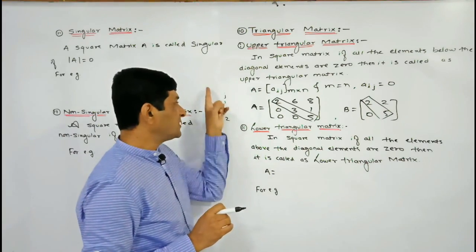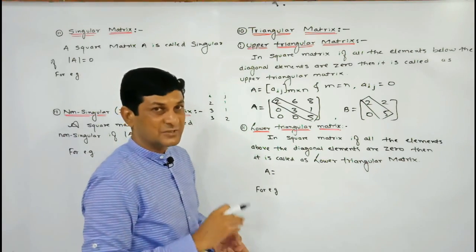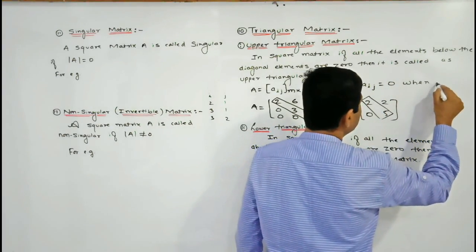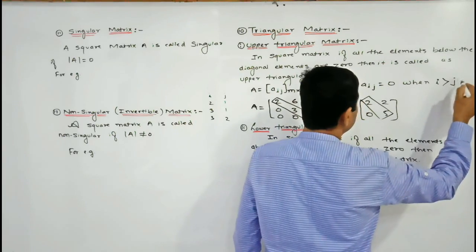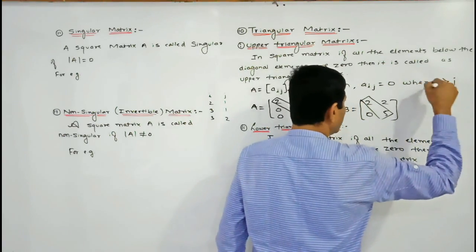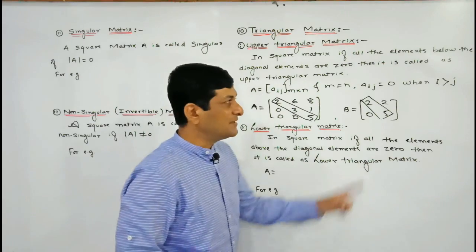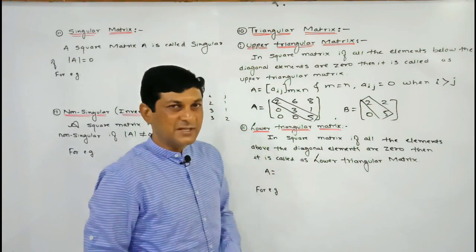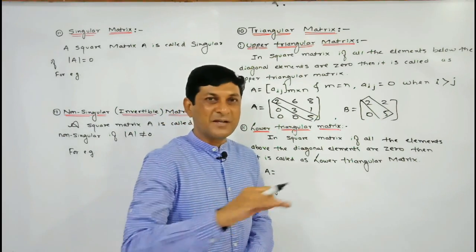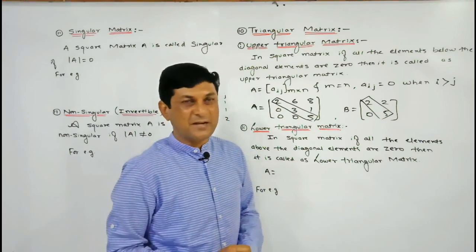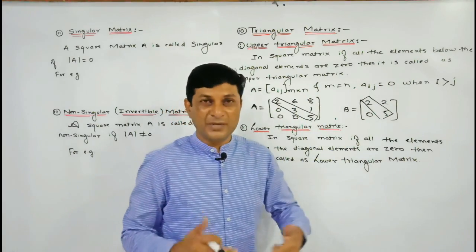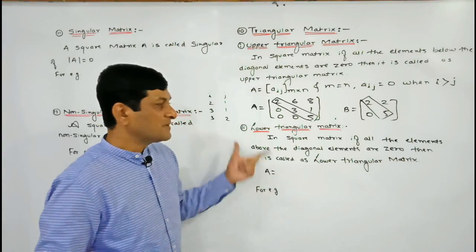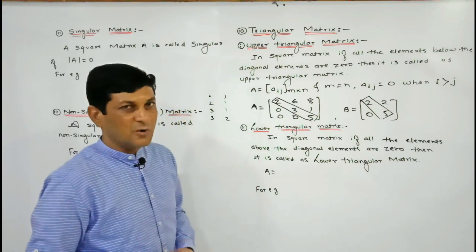Here we can easily observe that the value of i is what? Greater than j, meaning elements are 0 when i is what? Greater than j. Wherever this condition is satisfied, if the value of the element is 0, then definitely these are the elements below the diagonal elements, and we can say that the matrix becomes what? Upper triangular matrix. This is the second definition, or we can say the alternate definition in what? Symbolic form.